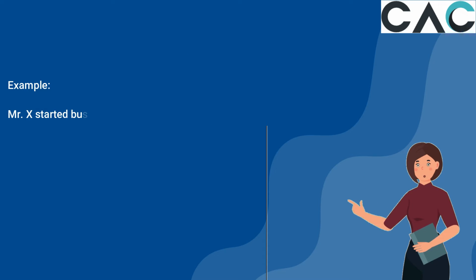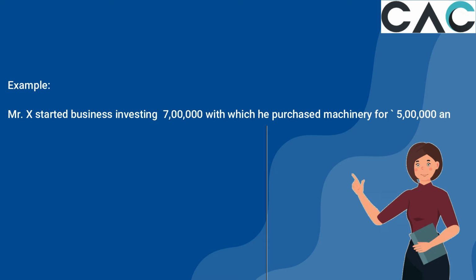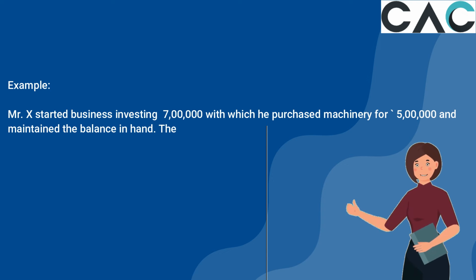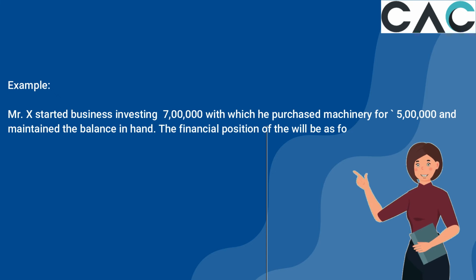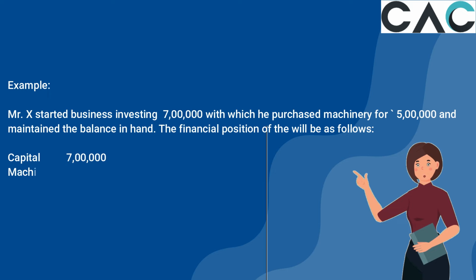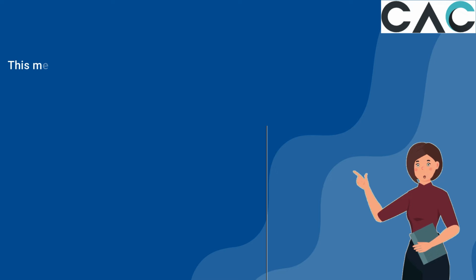Example: Mr. X started business investing 7,00,000, with which he purchased machinery for 5,00,000 and maintained the balance in hand. The financial position will be as follows. Capital 7,00,000; machinery 5,00,000; cash 2,00,000. This means that the enterprise owes Mr. X 7,00,000.